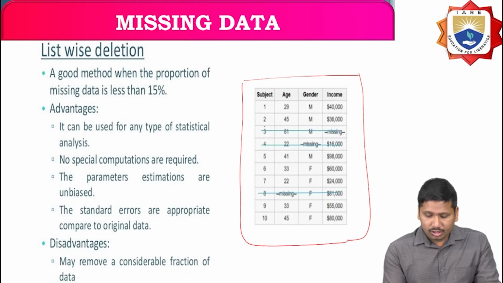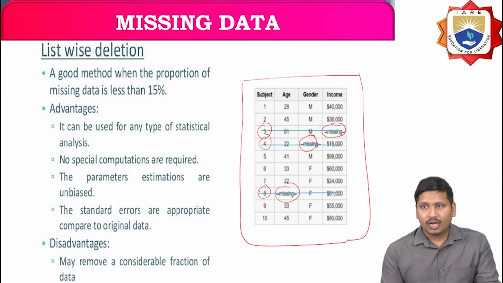Suppose subject 3 has missing data in the income column, subject 4 has a missing value in the gender variable, and subject 5 has a missing value in age. So like this, right? In order to handle that, I have to deal with the missing data. This should be the deletion, right?